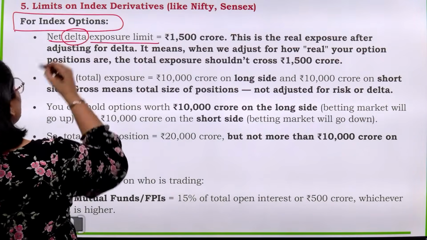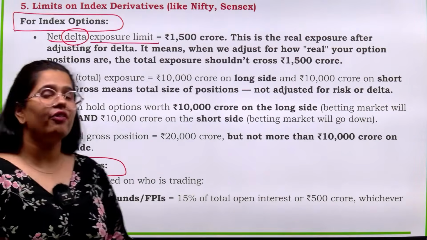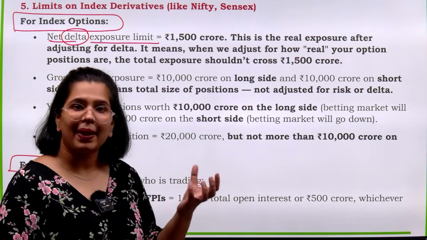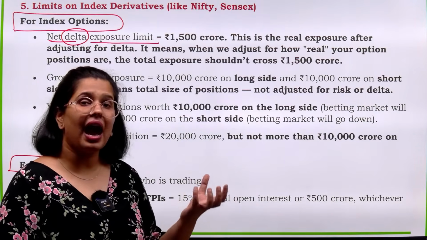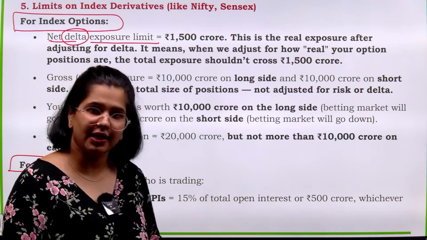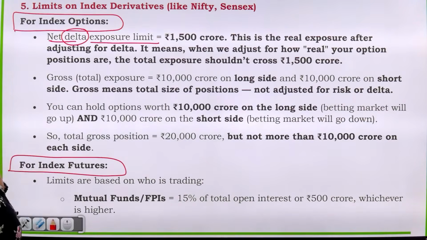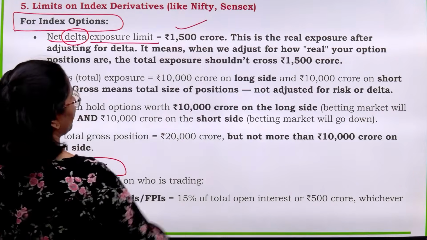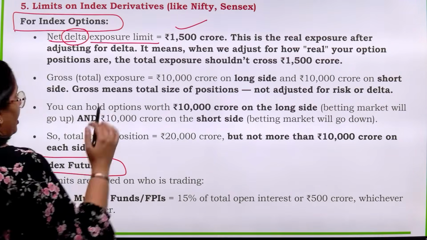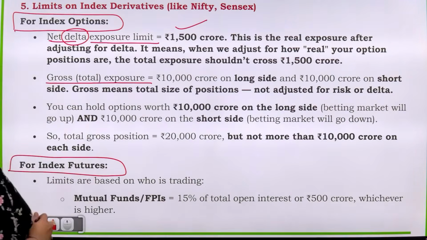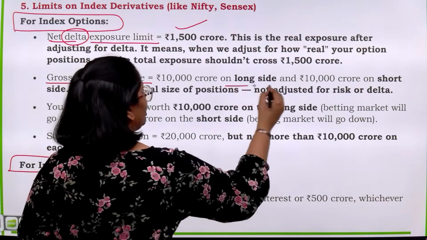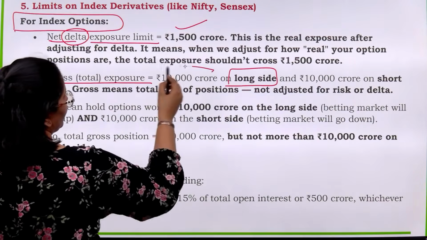Delta exposure means, just now in point number 1, we have adjusted your number of contracts depending on how much they reflect the change happening in the underlying asset. ठीक है, so depending on that adjustment, we will see your exposure limit is 1500 crores, right? This is your net delta exposure limit. Now next is gross exposure. Gross exposure का मतलब on both the sides. If you have taken the long side, that means the right to buy, 10,000 crore is the limit.